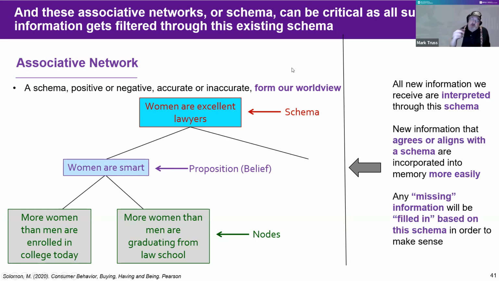Why do we care about a schema? It's because all new information that comes into our brains is interpreted through that schema. That's a belief set, an understanding of a topic, and all new information doesn't change it, but gets integrated as part of it. New information that agrees or aligns is incorporated more easily. Things that challenge it will take some time to alter the schema. And any missing information, the brain automatically tries to fill in as best it can, sometimes inaccurately.